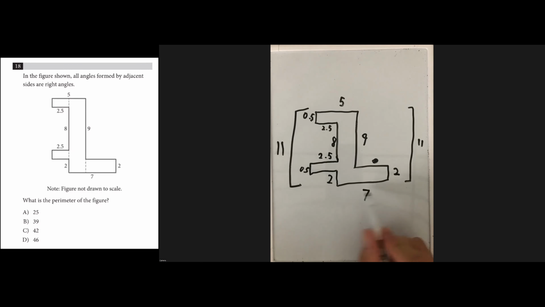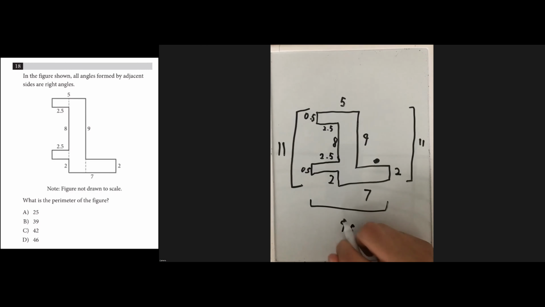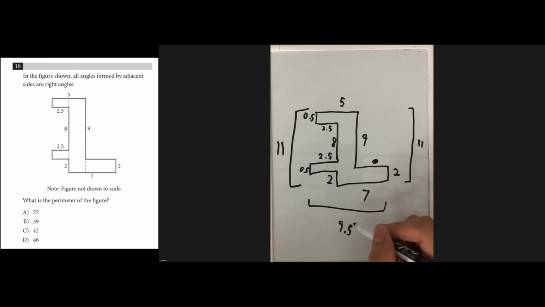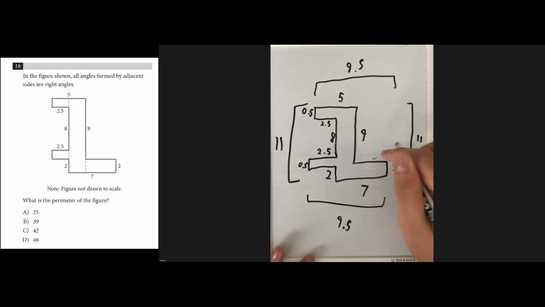So we have 7 here, and then this extra bit is 2.5. So this would be 9.5. And so if that's 9.5, then that means this also has to be 9.5. And so you do 9.5 minus 5, which gets you 4.5. So this side length becomes 4.5. And I think that's all the side lengths we would need.